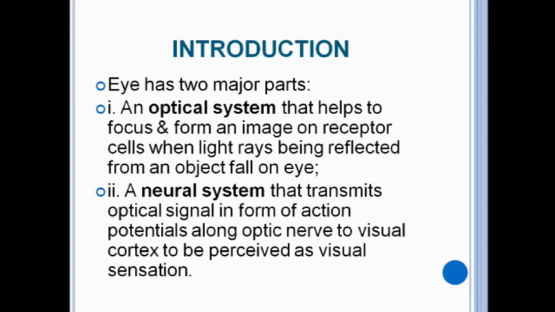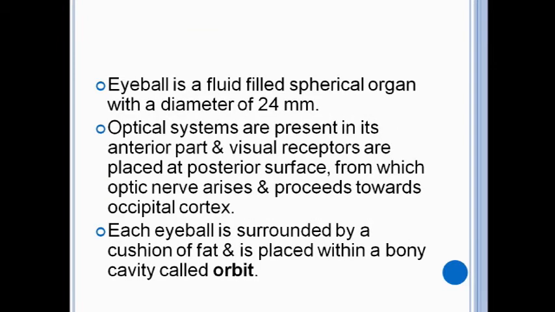So two important parts of your eye. One is the optical system, a fluid-filled spherical organ, and it has a diameter of 24 mm. The neural system is placed at the posterior surface part of the eye.